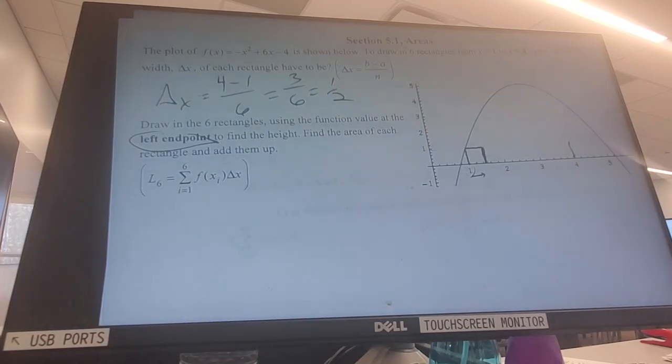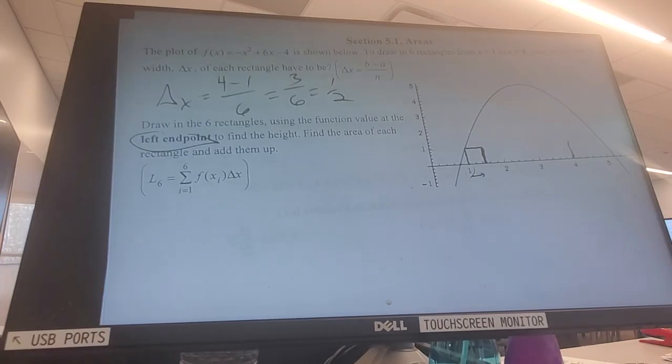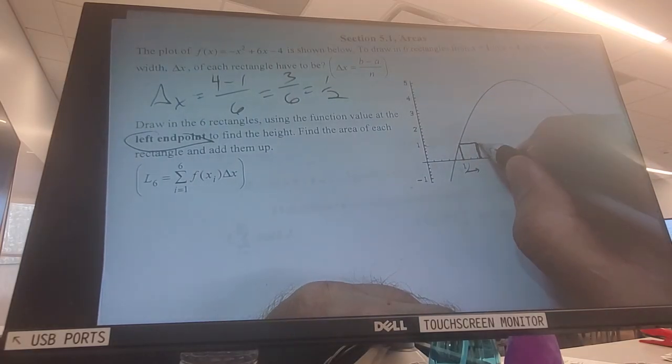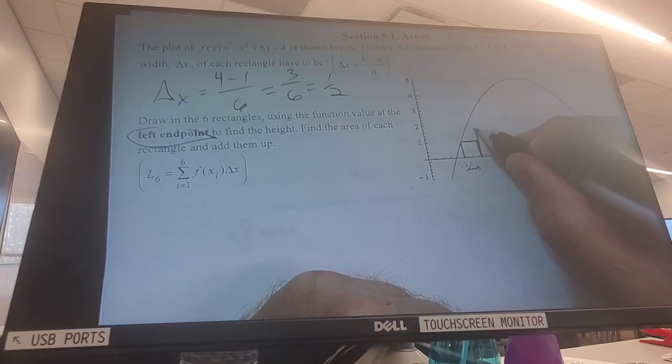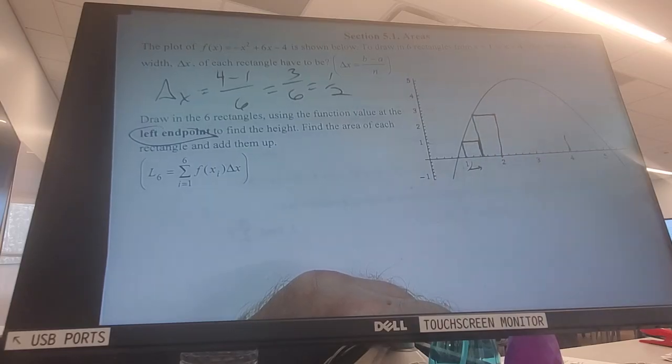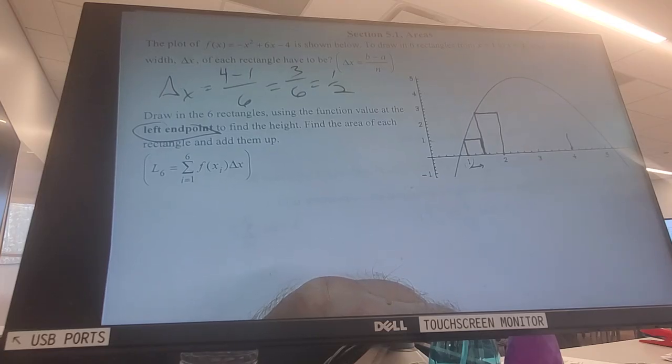So you might be able to tell already, do you think it's going to end up being an under or over estimate? Because I'm going to be on that side of the hump more. You guys kind of see what I'm saying? We'll see when we finish drawing this in. And then my next rectangle is going to be as tall as this side goes to, and then it's going to go over 1/2 and down. So go ahead and finish drawing in the rectangles.